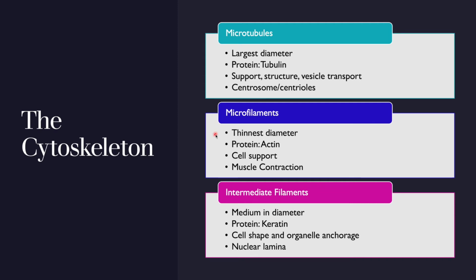Microfilaments have the thinnest diameter. They are made up of the protein actin. They provide cell support and are involved in muscle contraction. They also function in the formation of a cleavage furrow during cell division.